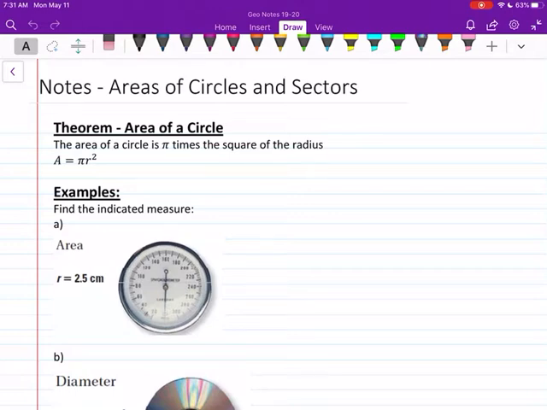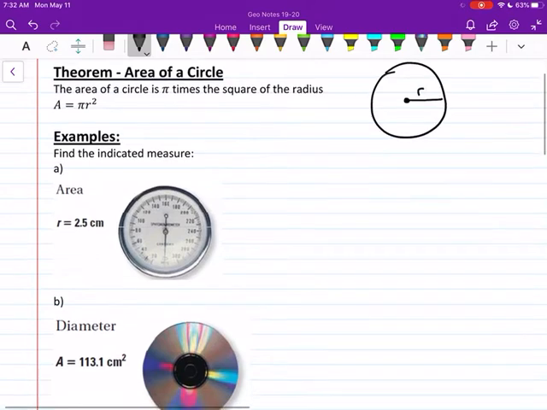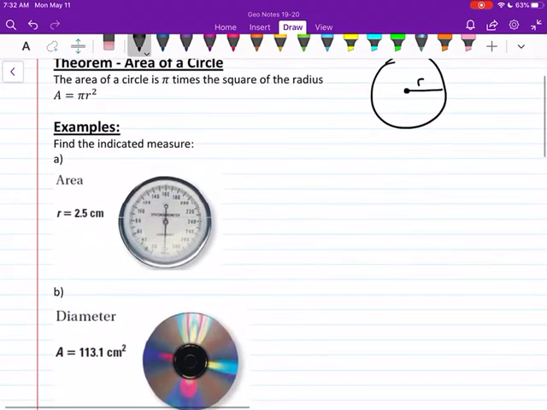Okay, so our first theorem today is area of a circle. The formula for the area of a circle is pi times the square of the radius. If I want to find the amount of space that a circle fills, I multiply pi by the radius squared. So pretty simple. We have 2 examples, so if you want to pause it and try the examples and see how you do. Our examples are find the indicated measure.